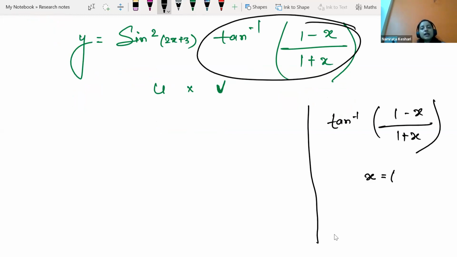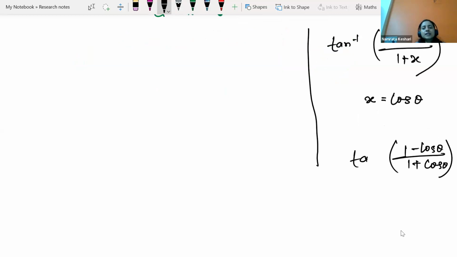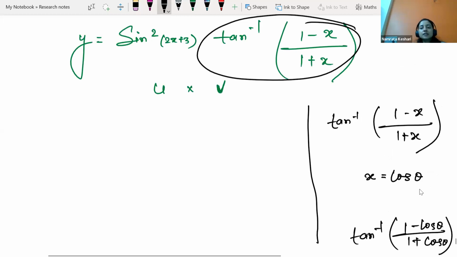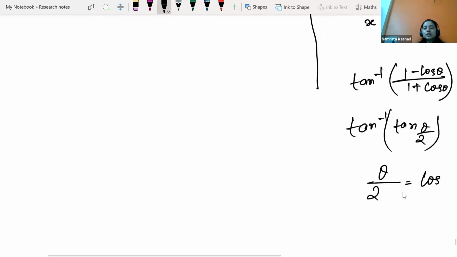Yes, ma'am. And we realize x can be taken as cos theta, right? Yes, ma'am. It will be 1 minus cos theta over 1 plus cos theta. The steps we have already discussed, so something like this will come: tan of theta by 2. In the numerator it will be sine theta by 2 and in the denominator cos theta by 2. Are you getting where we get that? Yes. Okay, so here we will be getting theta by 2. Theta means cos inverse x, right? Yes. So, cos inverse x by 2.